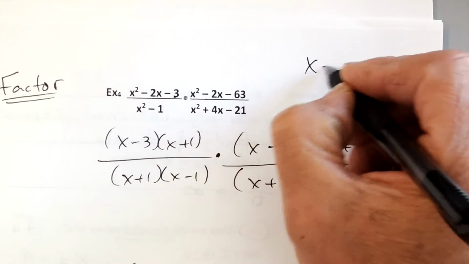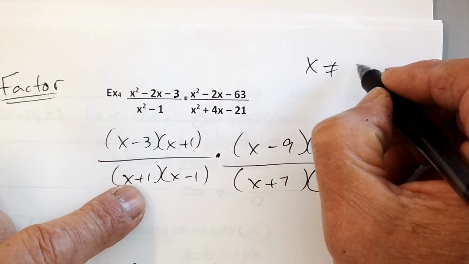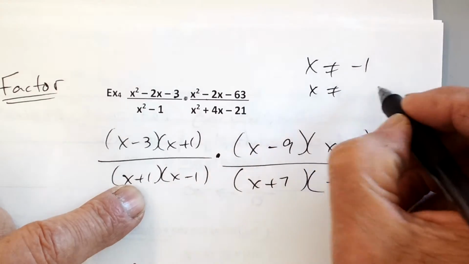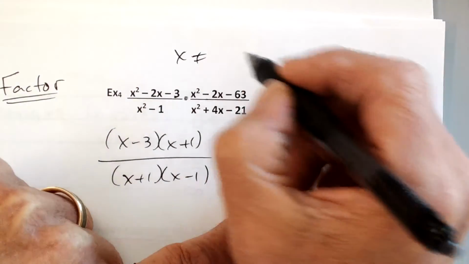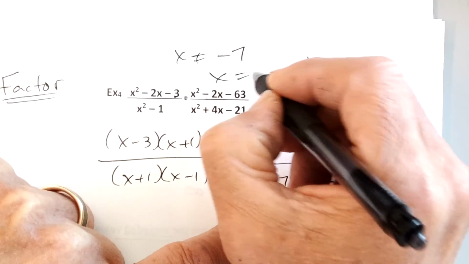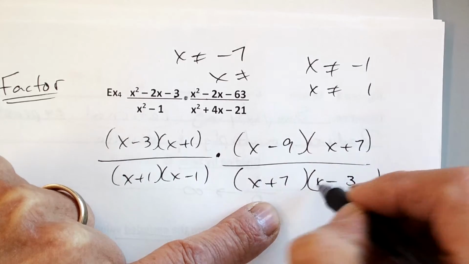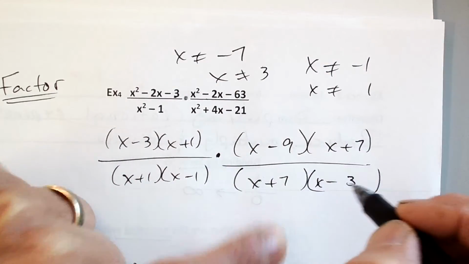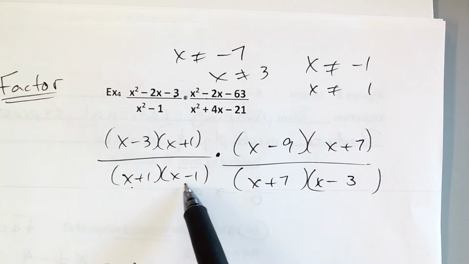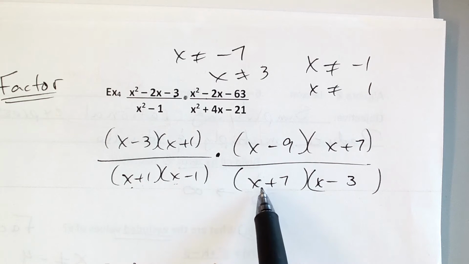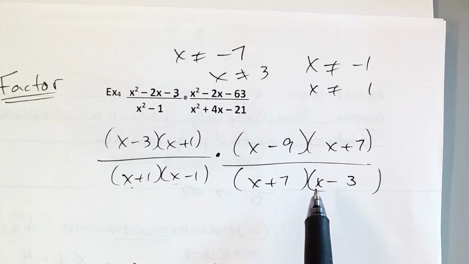I know x cannot equal negative 1, x cannot equal 1, x cannot equal negative 7, and x cannot equal 3. You guys agree with that? If it's negative 1, makes it 0. If it's positive 1, makes it 0. If it's negative 7, it makes it 0. If it's positive 3, it makes it 0. Okay? Now, what can we do?